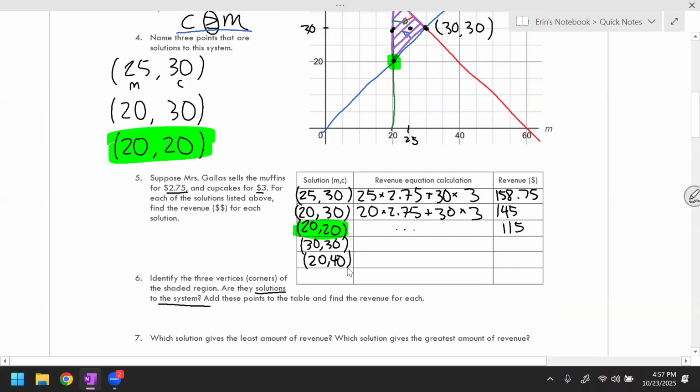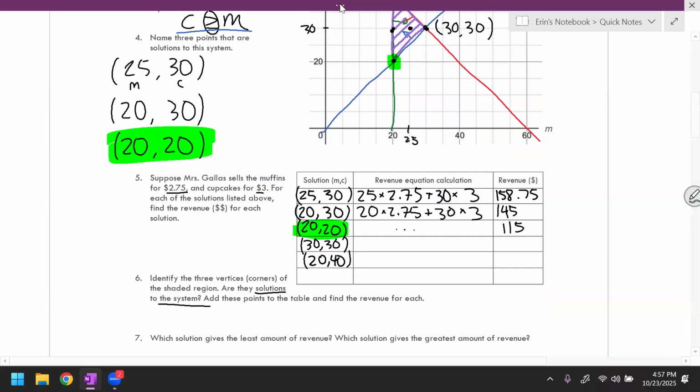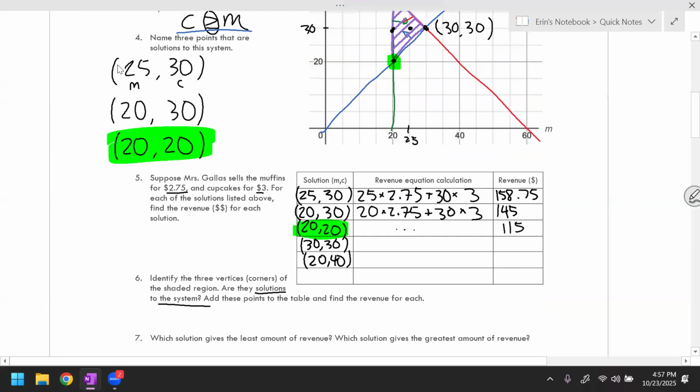Okay? Now let's find the revenue for those guys. So how much money would we make if we made 30 of each? So I'll just repeat my calculation. 30 times $2.75 plus 30 times 3, for a revenue of 172.5. Okay, that's actually the best we found so far.